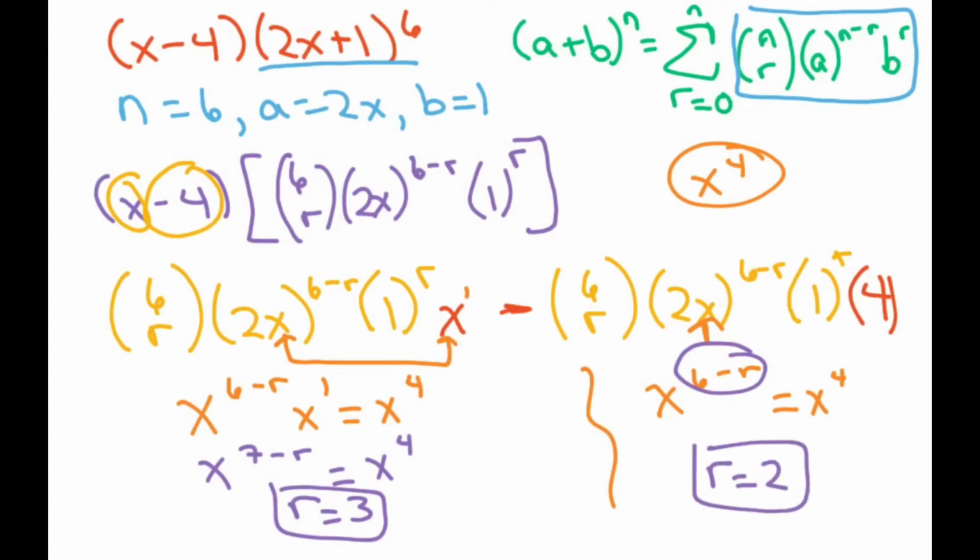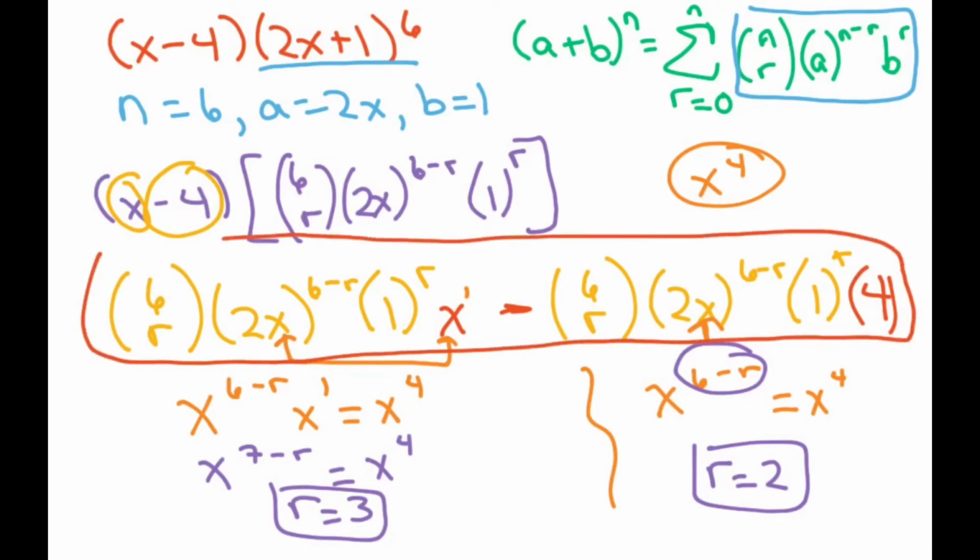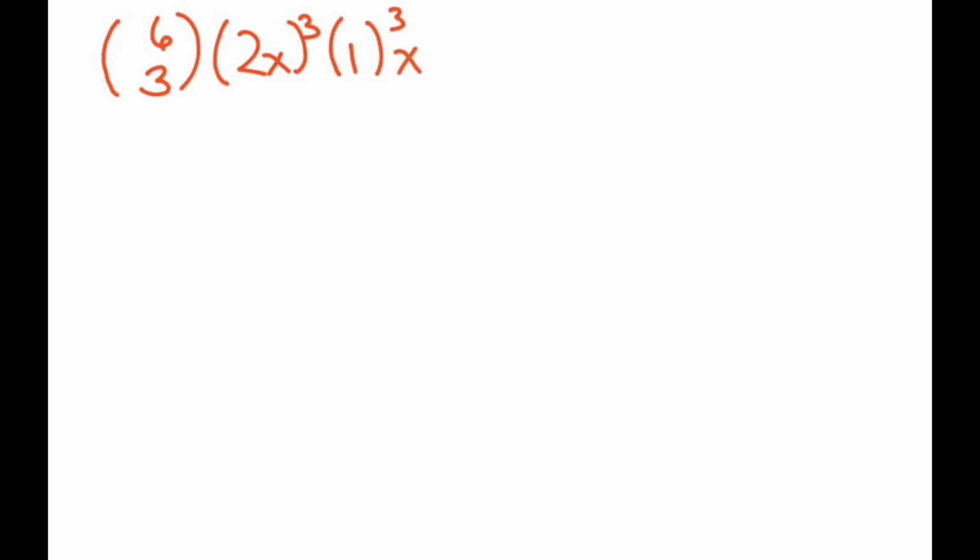And then what we're really going to do is just plug it back into this whole equation and find the coefficient, because we solved for r to get our x to the 4th. So we're going to write it out. We're going to write 6 choose 3, because our r was 3 on the first part, 2x cubed, 1 cubed times x. Then we had a minus 6 choose 2, 2x to the 4th, and 1 to the 2nd power times 4.